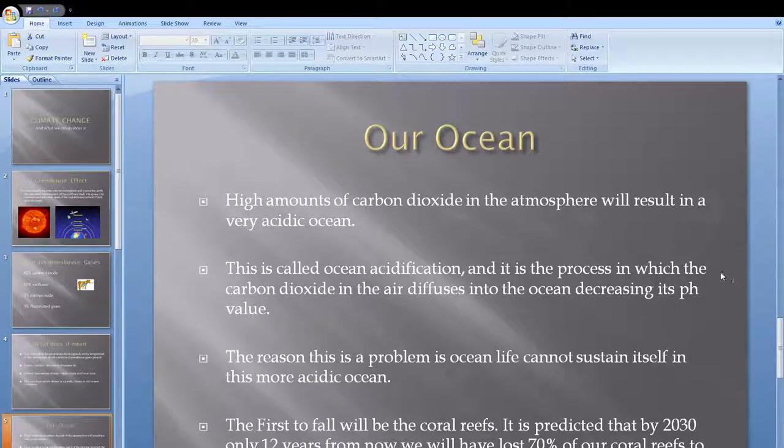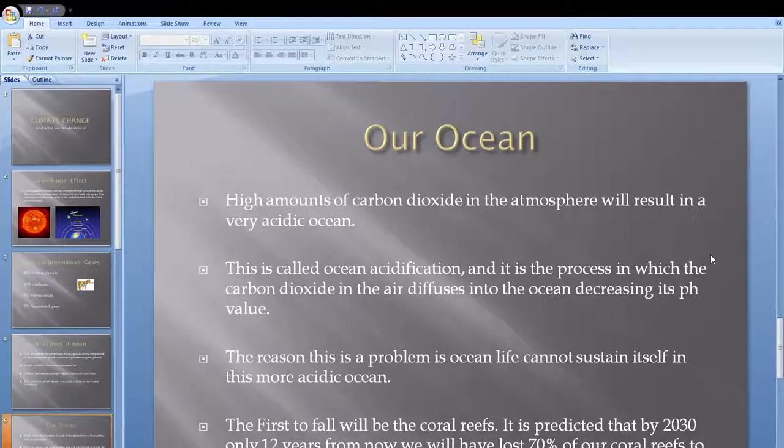Our ocean. High amounts of carbon dioxide in the atmosphere will result in a very acidic ocean. This is called ocean acidification. It is the process in which carbon dioxide in the air diffuses into the ocean, decreasing its pH value. The reason this is a problem is because ocean life cannot sustain itself in this more acidic ocean.